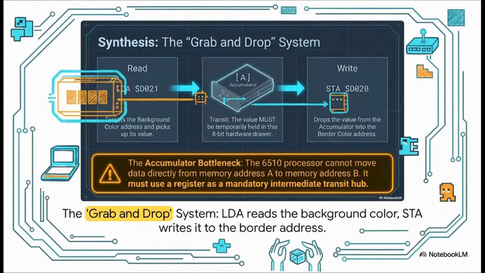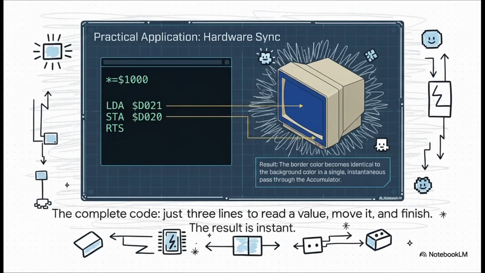So once that color value is sitting in our accumulator, our second command, STA, takes it and writes it out to the memory address for the border color. It's just a simple 2-step grab and drop. And boom, here it is. This is the whole program, just 3 little lines of code. The first command loads the background color value, the next one stores it in the border color address, and the last one just says we're all done here.